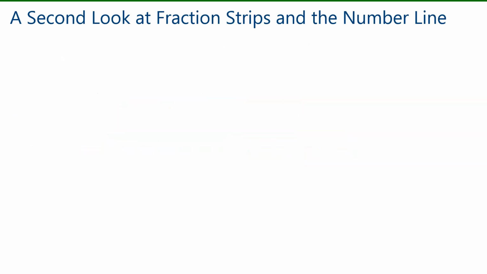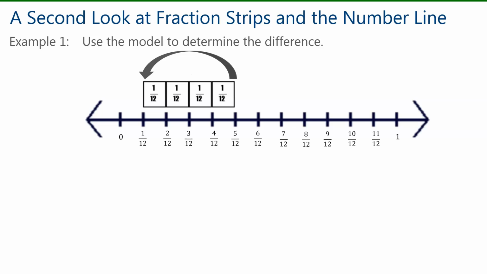We're going to take a similar approach with fractions. So let's have a second look at subtracting fractions using fraction strips and the number line. So here we're going to use the model to determine the difference. And when we have fraction strips and a number line, I would really like for you to pay close attention to your number line first of all. So between 0 and 1, it's been divided up into 12 equal sections, giving us the twelfths, which have been put in on the number line for you. So 1/12, 2/12, 3/12, and so on. I would like you to pay very close attention to where the fraction strips end off. And here they end off at 5 twelfths.